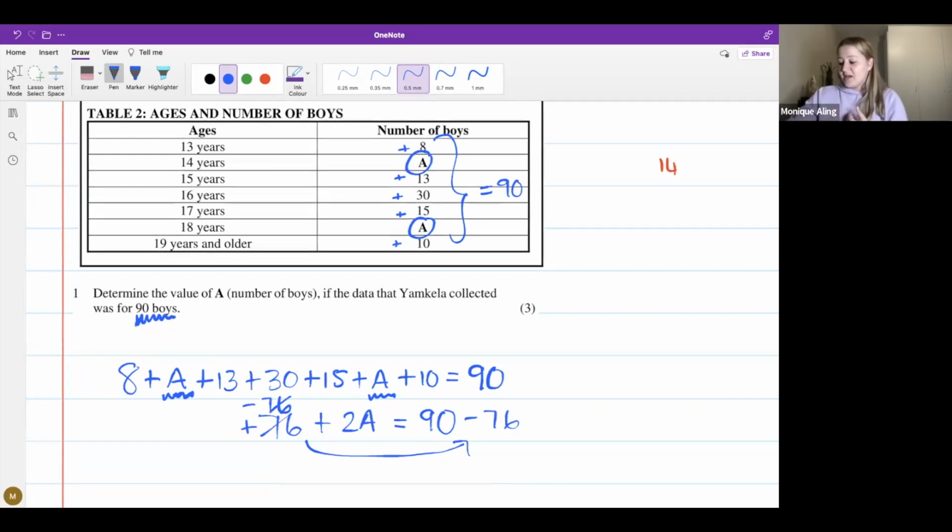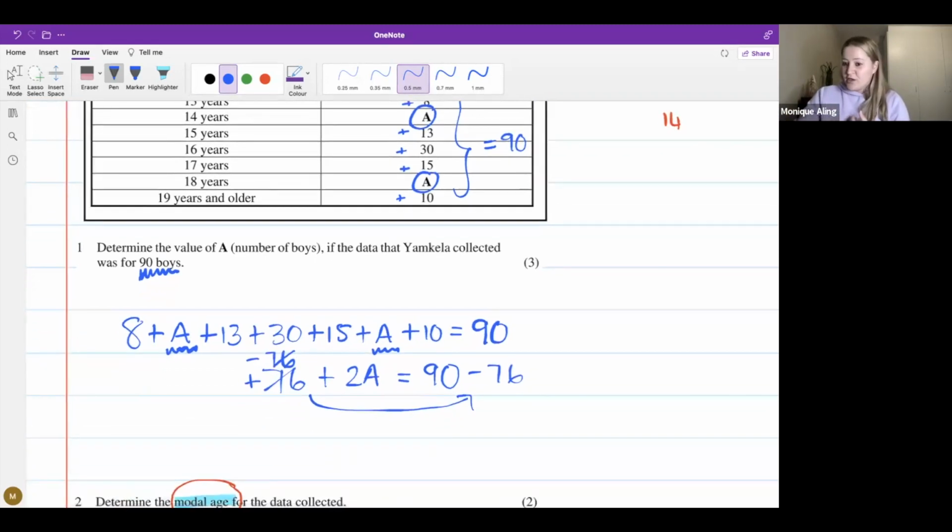So that leaves me with 2A is equal to 14. And because there are two A's, I have to share it, or divide by 2. So each A is actually equal to 7.